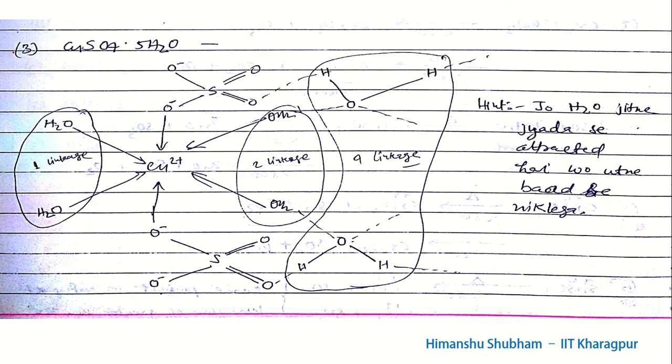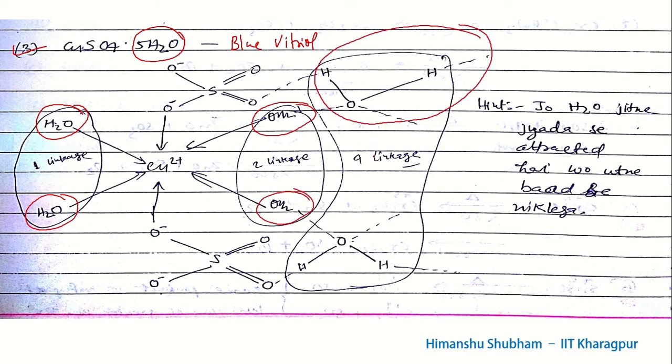Now let us look into the decomposition product of CuSO4.5H2O, which is also called blue vitriol. So when we look into the structure of this blue vitriol, we find that the water of crystallization, that is 5H2O, is linked in such a way that all the waters do not get removed all at once when blue vitriol is heated. We see that two water molecules are having one linkage, these two water molecules are having two linkages, and this one water molecule is having 4 linkages.